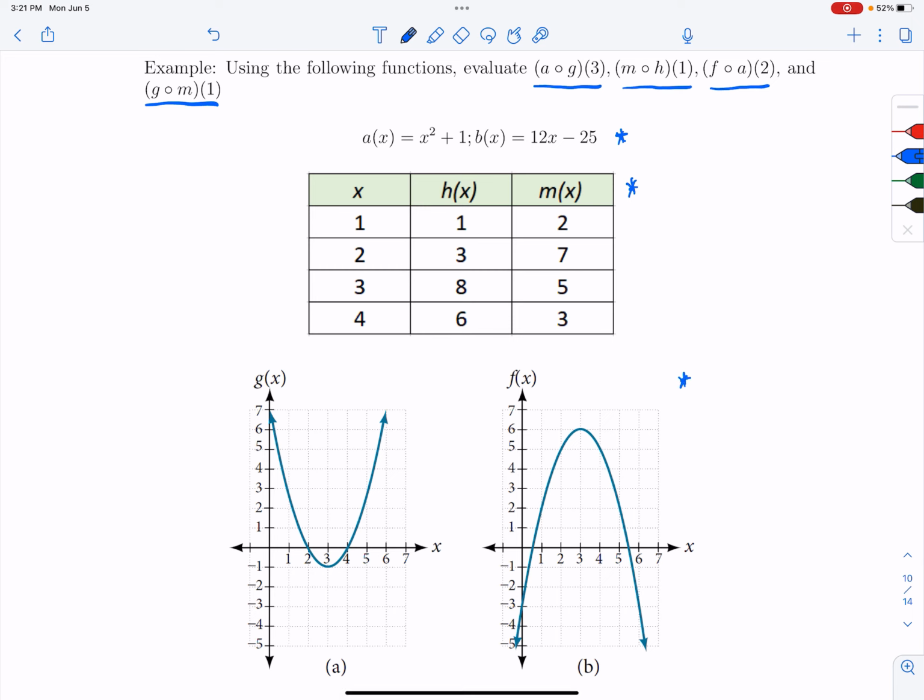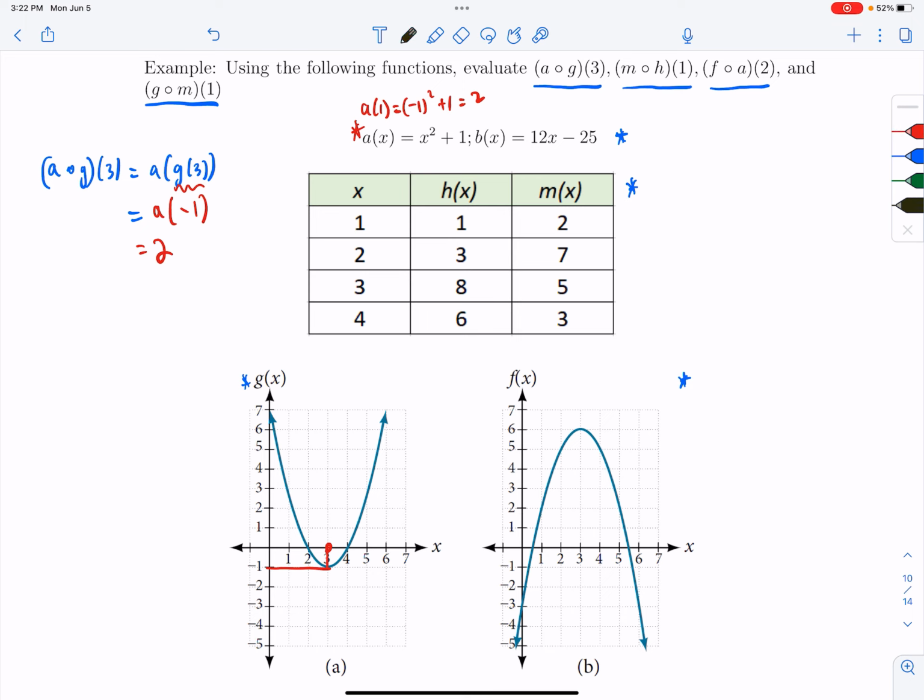So let's just go through. First, a of g of 3. What this means is take the g function, evaluate it at 3, and then input it into the a function. So first we want to find g of 3. G is this graph down here. At 3, we go to the y value, and that's -1. So g of 3 is equal to -1. Now we have a of -1. The a function is up here, so I input -1 into that. I get -1 squared plus 1, and that gives me 2. So this is equal to 2.